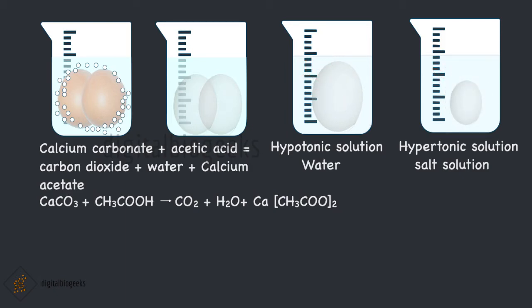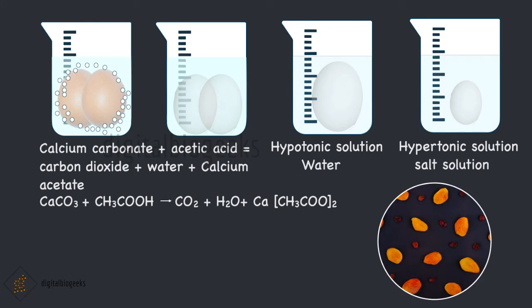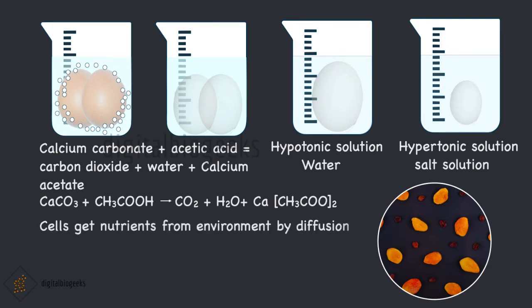We can observe this osmosis in our daily life. Have you observed that if we place raisins in water, they will get swelled? This is due to osmosis. The water enters from a high concentrated region to a low concentrated region through the plasma membrane. As a result, the raisins get swelled. Cells get nutrients from the environment by means of diffusion. Plant roots absorb water by osmosis.